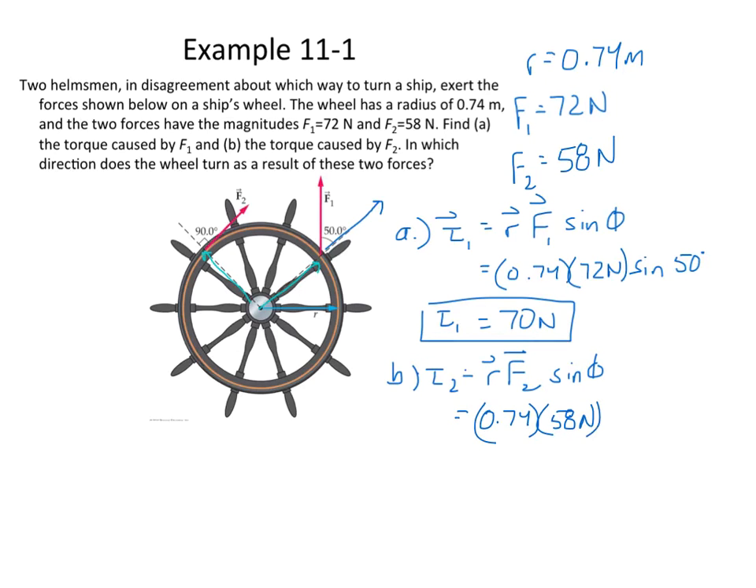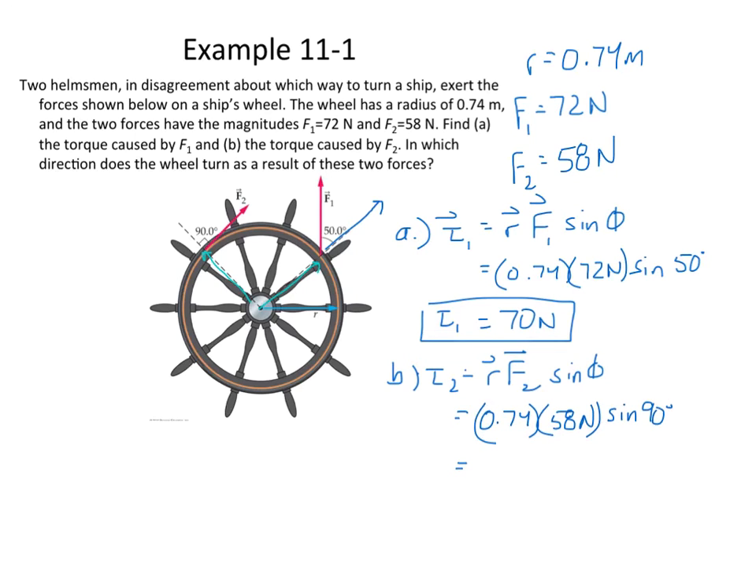So he's applying less of a force, but with a sine of 90 degrees, let's see what that comes out to be right there. So I get 0.74 times 58 times the sine of 90 degrees now. What do we get? 42.9, I guess it'd be like 43 newtons.